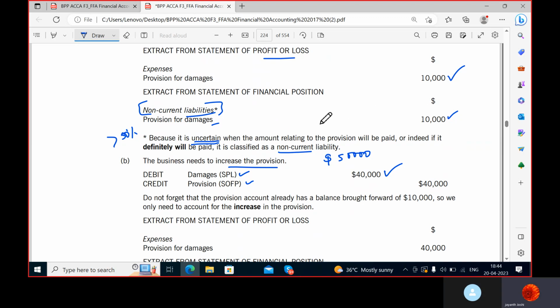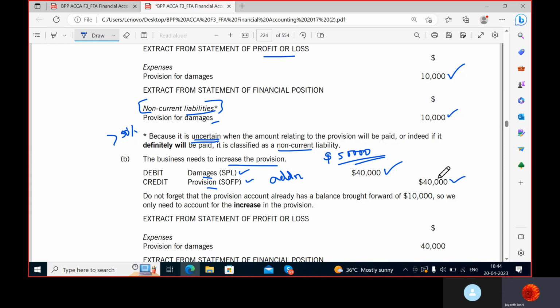Previously, we have created a provision of 10,000. Now the total is 50,000. That means the additional provision required to be created is 40,000, which we already calculated, 50 minus 10. So the same entry we have to pass: debit damages, credit provision of the new amount, that is 40,000. Okay.